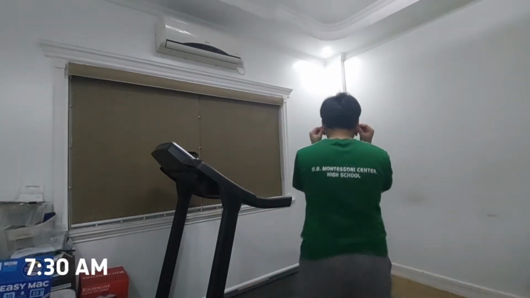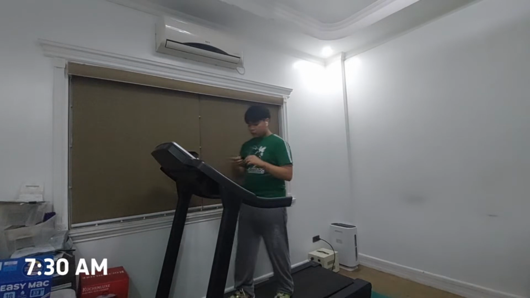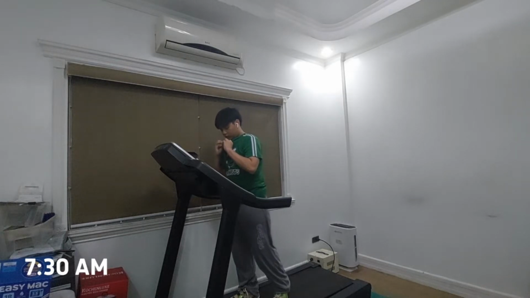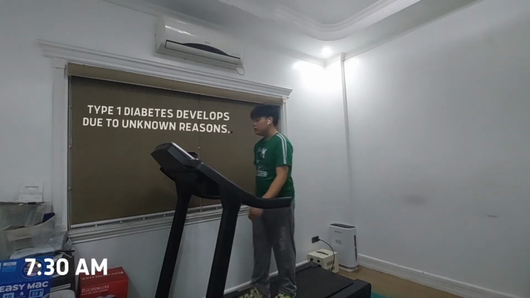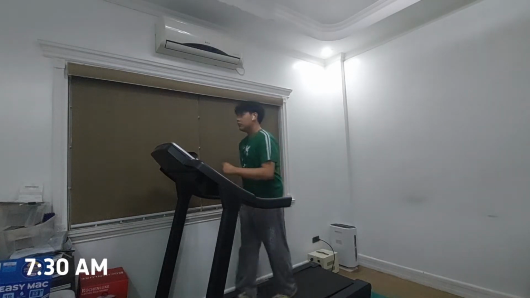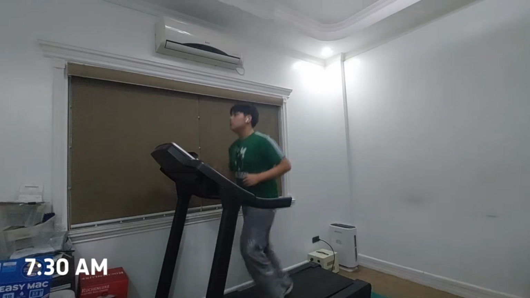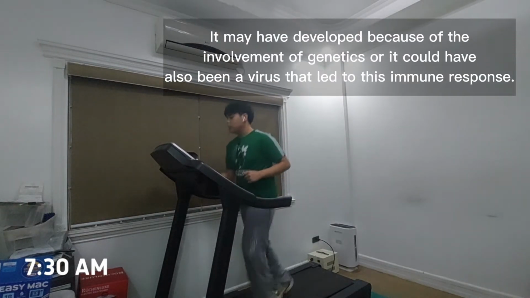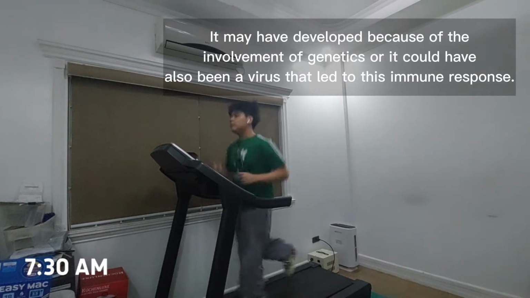Well, there are lots of factors that come into play when talking about the development of diabetes. After long talks with a friend of mine that was borderline diabetic, or in other words, pre-diabetic, I learned the reasons behind it. Basically, type 1 diabetes develops due to unknown reasons. Weird, right? But it's said that the way the immune system destroys the cells in the pancreas actually happens for reasons doctors still haven't been able to find out yet. It may have developed because of involvement of genetics, or it could have also been a virus that led to this immune response.